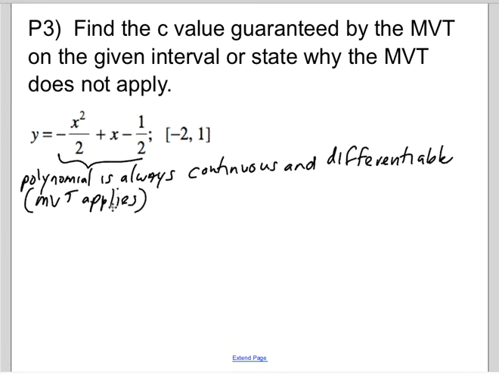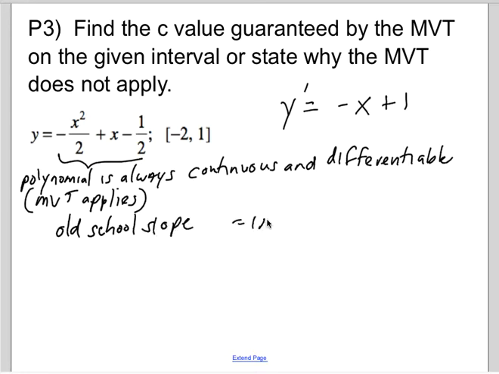Then what I have to do is find the average slope and find the instant slope. So it's up to you. If you want to go ahead and find your y prime right now, you can. You're going to get a -x plus 1, right? So once I find y prime, I need to show that the old school slope equals the instant slope. That's what we're showing with the MVT, right? Old school slope equals instant slope.